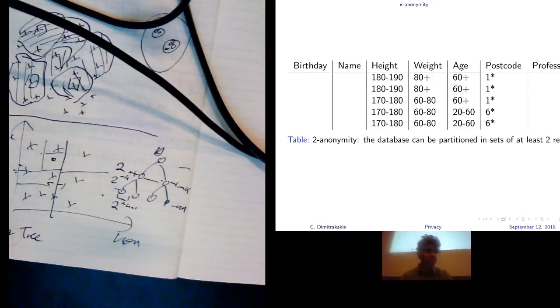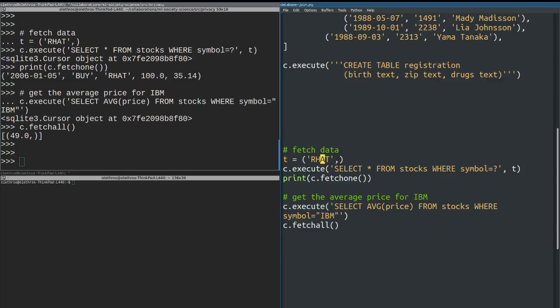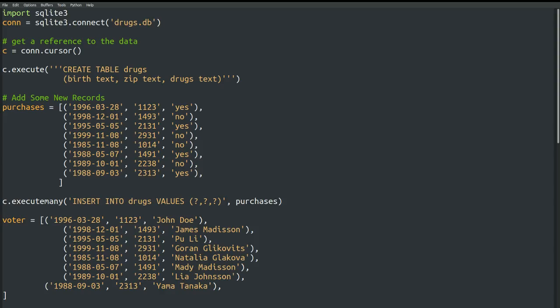Okay, let's see if it actually works in the way we expect it to work. So let's see what can we do here. We have the SQLite thing as usual. Okay, let's make a new database. It's called database about drugs.